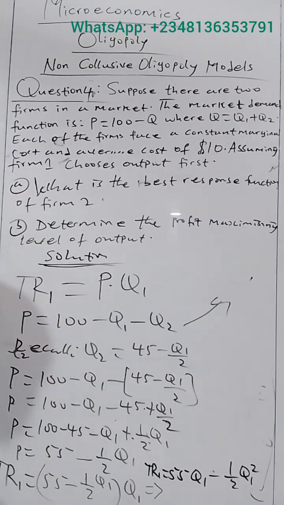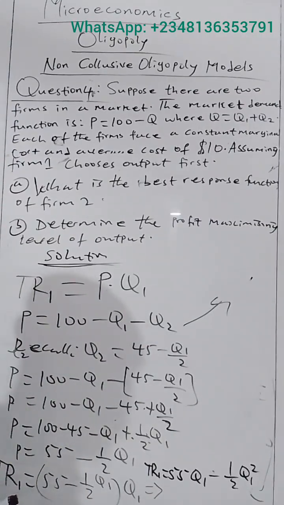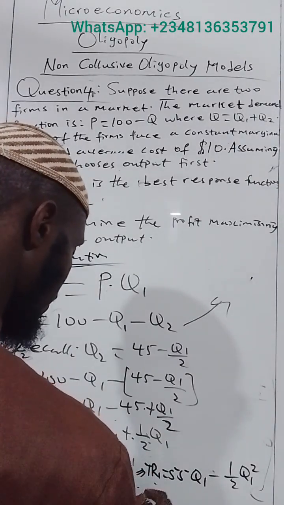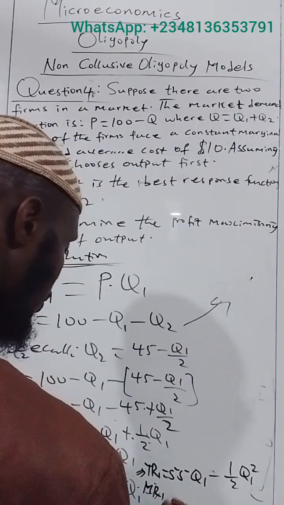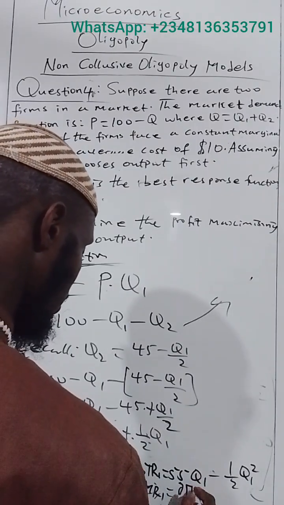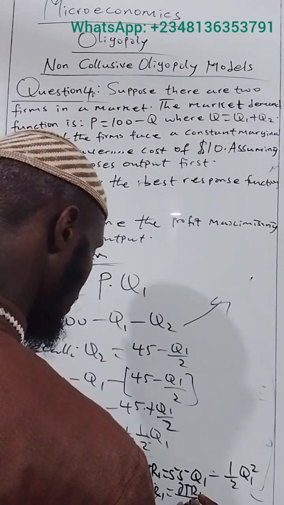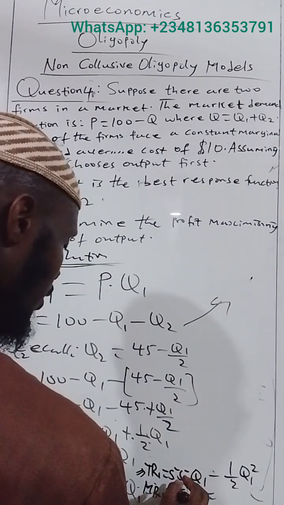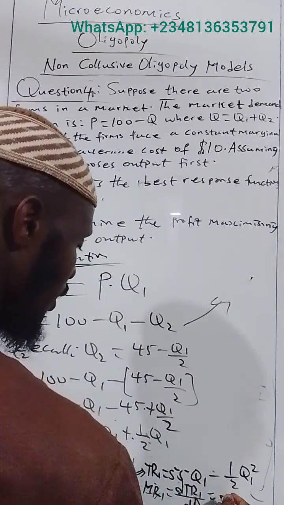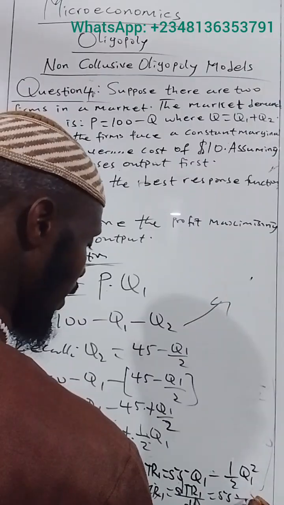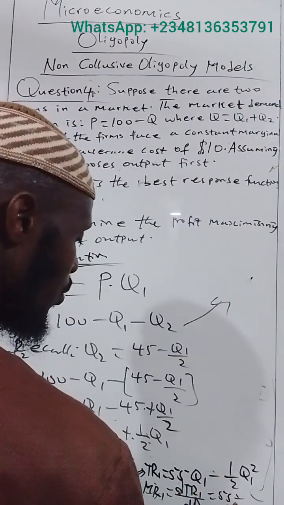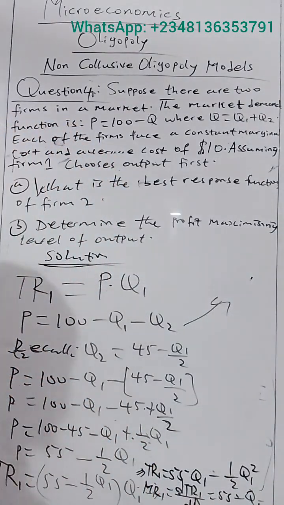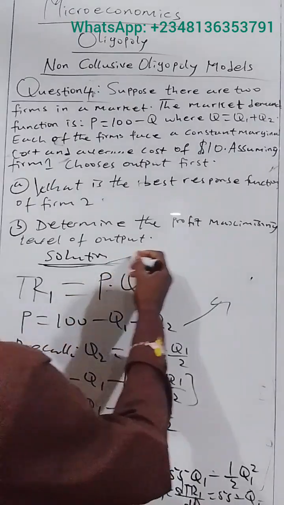Now, the next thing is to derive the marginal revenue from this total revenue. Don't forget, the marginal revenue of firm 1 is equal to the derivative of TR1 with respect to Q1. When you differentiate that, we have 55, then minus 2 times 1 over 2, that is 1, times Q1. This is the marginal revenue of the leading firm.